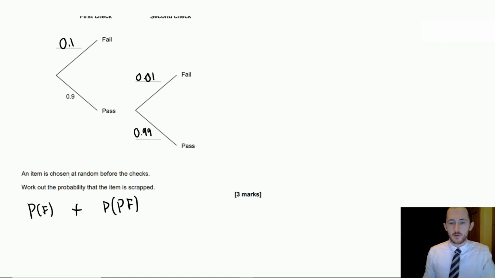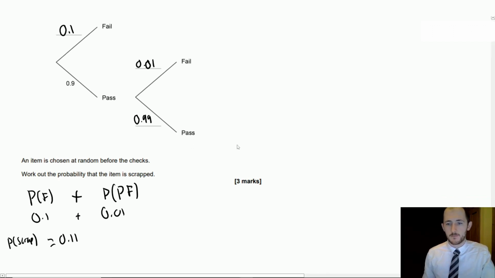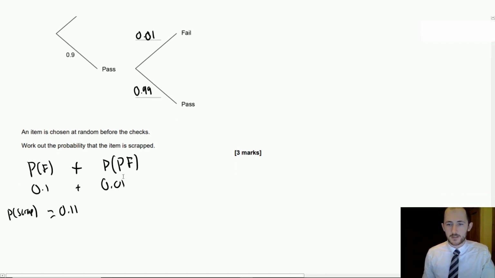Okay? So, probability that I fail is 0.1, not I fail, the thing. Probability that it fails the second time is 0.01. So in total, the probability that it's scrapped is 0.11 for 3 marks. Okay. So again, 1 for each of this and 1 for getting the right answer, because people sometimes times instead, but you just need to add.